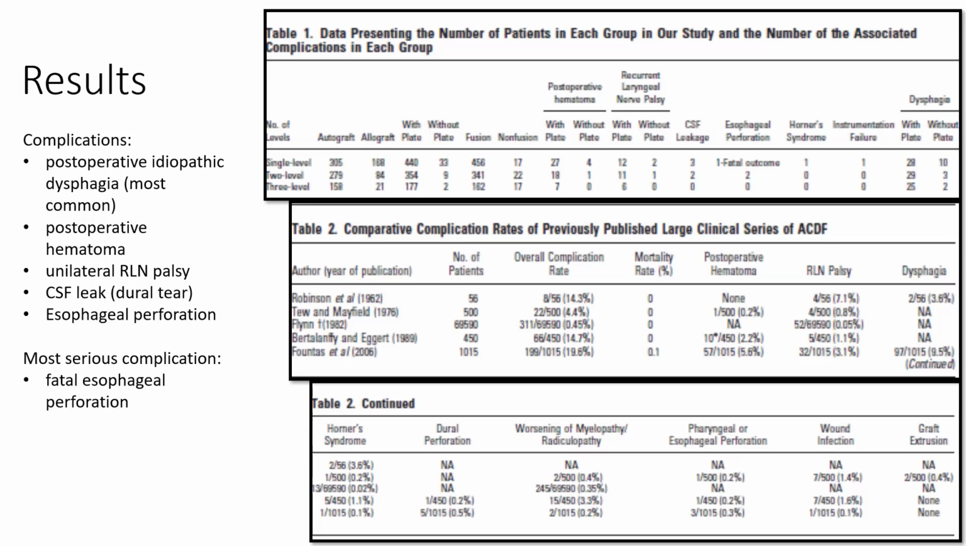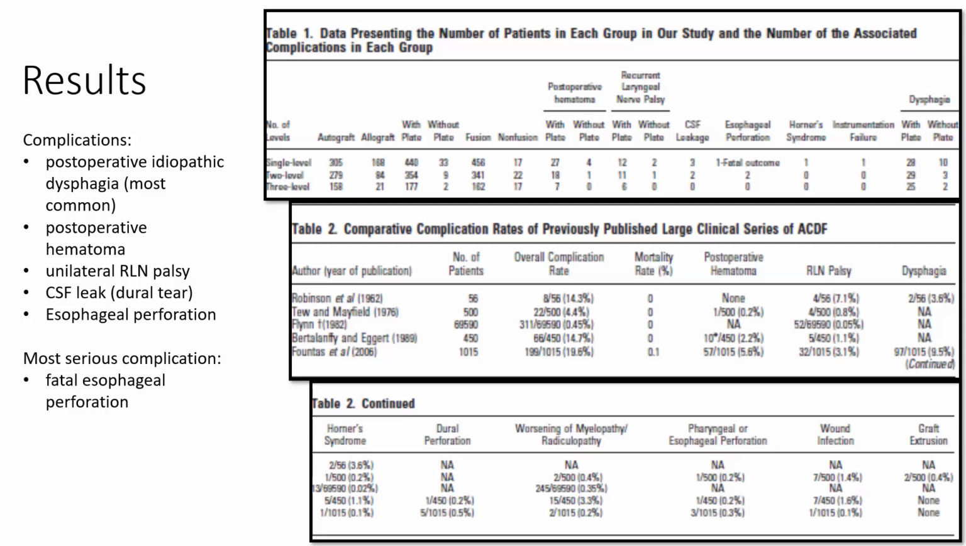The rare complications that they reported were dural tears at about 0.5%, worsening of pre-existing myelopathy in 0.2%, and a Horner syndrome, which is from loss of your sympathetic chain adjacent to the cervical spine, in 0.1%, as well as some instrumentation failure and superficial wound infections also in 0.1%. So these were the less common complications.